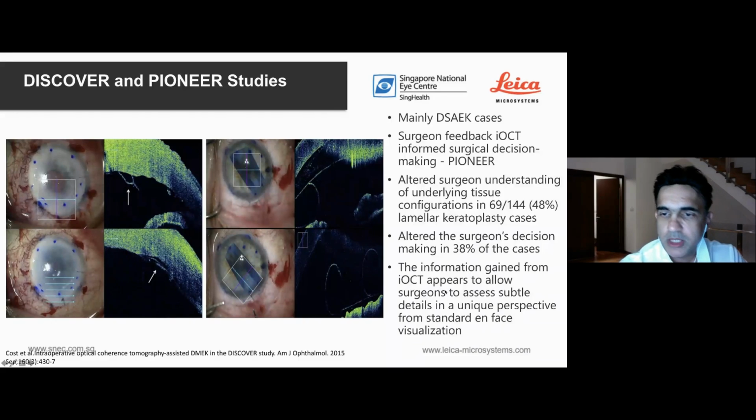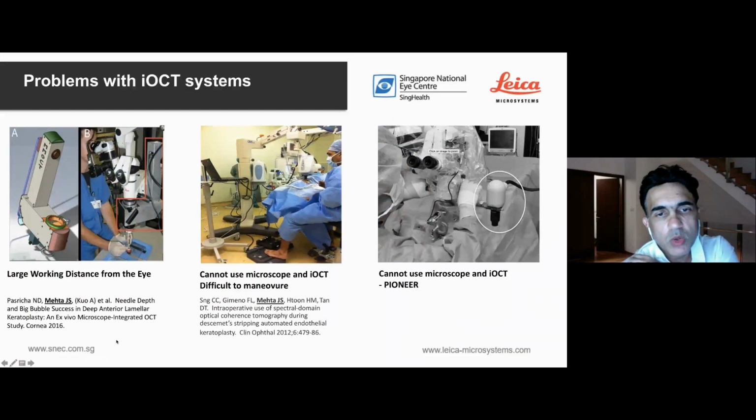And the conclusion of both these studies is that the information gained from intraoperative OCT allows the surgeon to assess subtle differences in a unique perspective, because you're able to see this in cross-sectional area inside the anterior chamber. And you were getting extra information while you were operating to change your decision-making, especially when you're doing these selective tissue lamellar transplantation. So you're able to reduce your learning curve, because you were seeing things much better that you otherwise wouldn't have been aware of, because of course, not having the experience in doing the surgical technique.